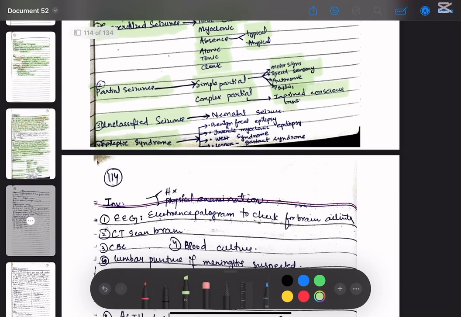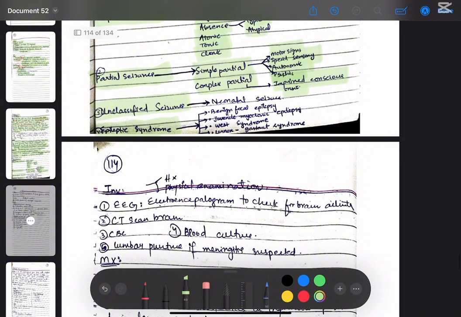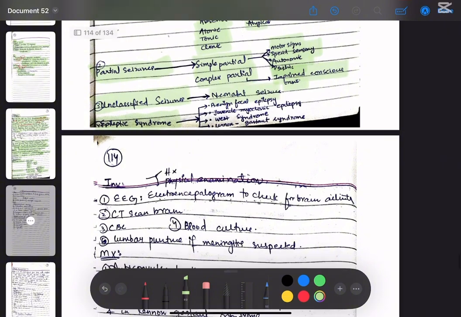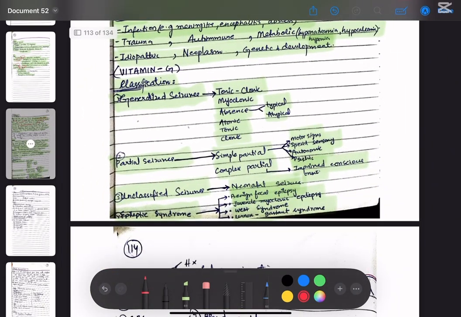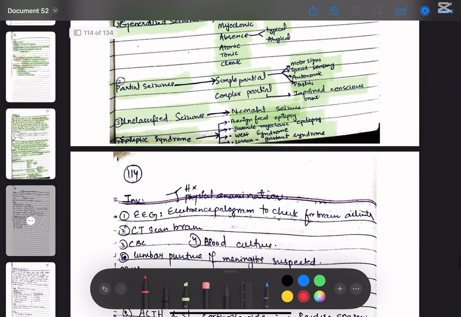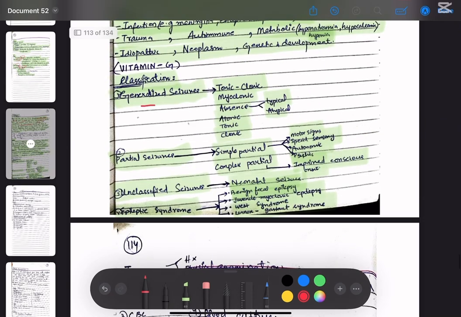The unclassified seizures are neonatal seizures, and the epileptic syndromes are benign focal epilepsy, juvenile myoclonic epilepsy, West syndrome, and Lennox syndrome. Okay, so this is the classification of seizures. It is classified into four main classes, that is generalized, partial, unclassified, and epileptic syndrome, and these are the further types given.